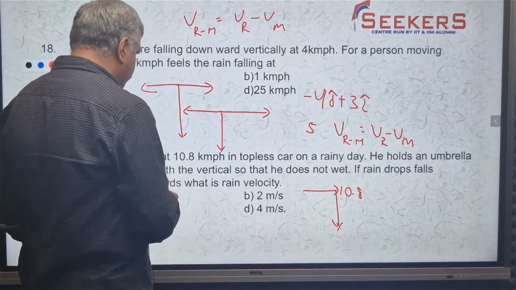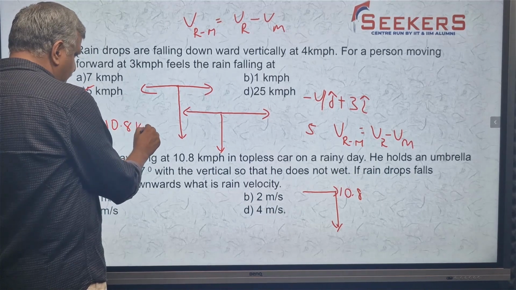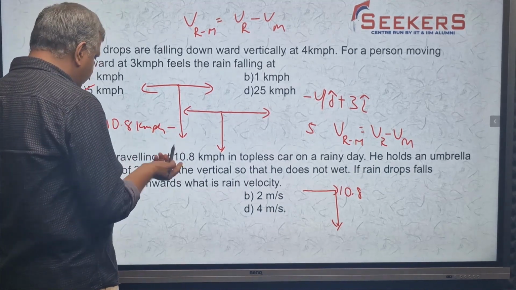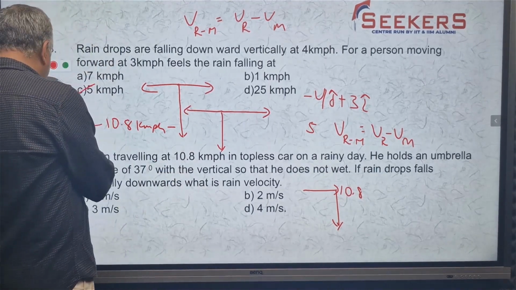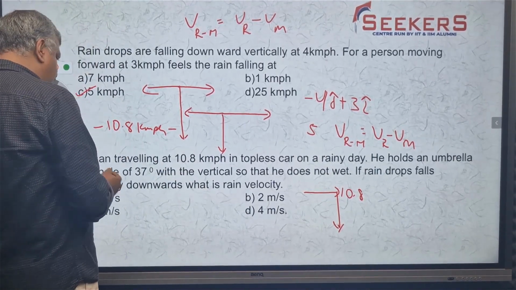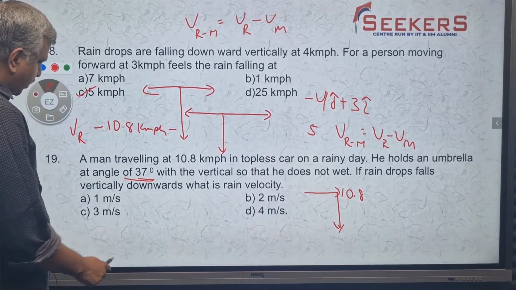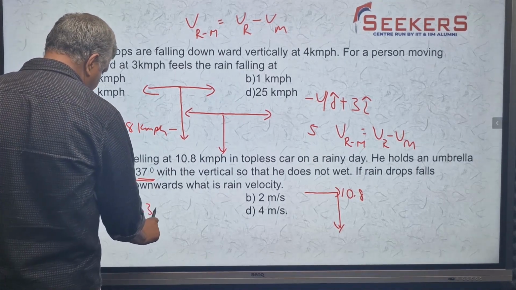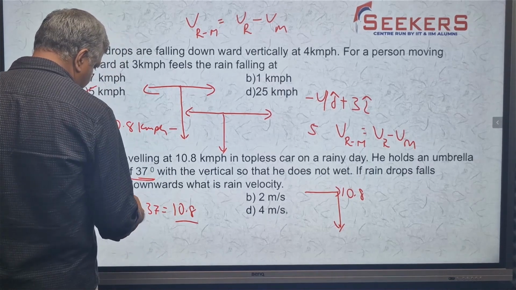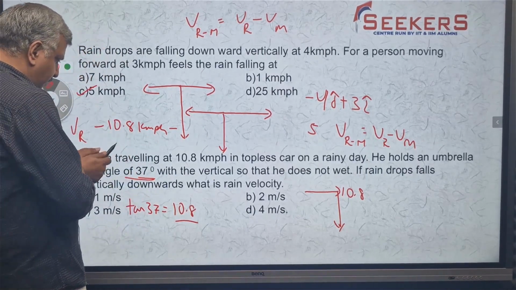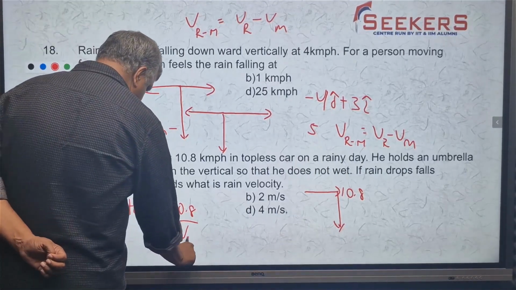So the velocity of rain is how much? These kinds of questions we will find a little difficult. 10.8 kmph is the velocity of the man. The velocity of the rain is the question. So velocity of the rain minus velocity of the man. And now they have given us an angle of 37, so I need to know that tan 37 is how much. So tan 37 will be 10.8 divided by the velocity of the rain, because he is keeping it like this. So it will be 10.8 divided by the velocity of the rain.